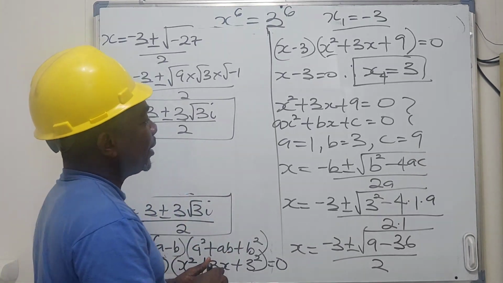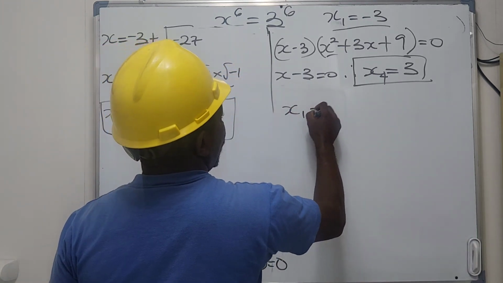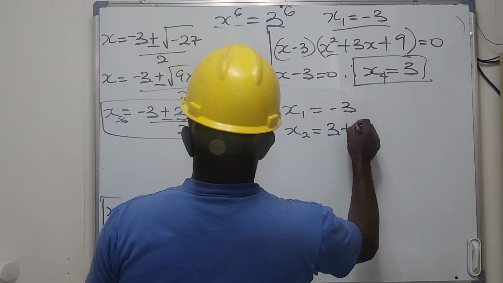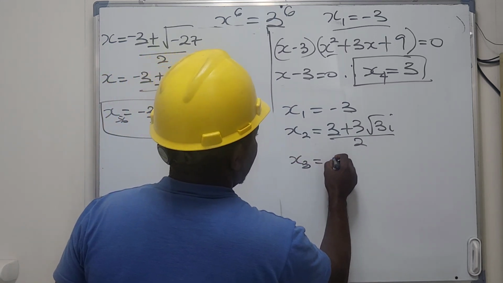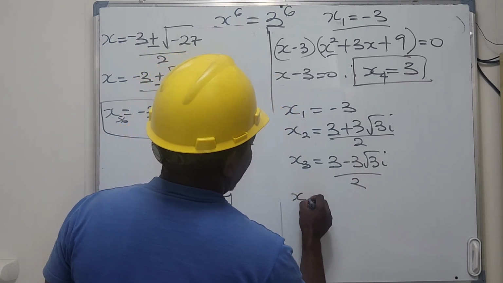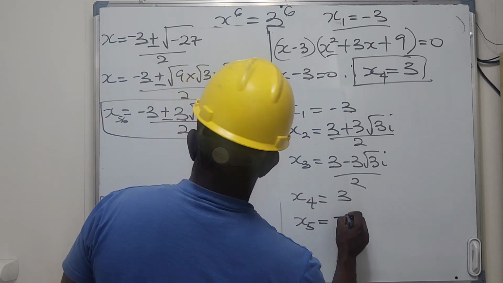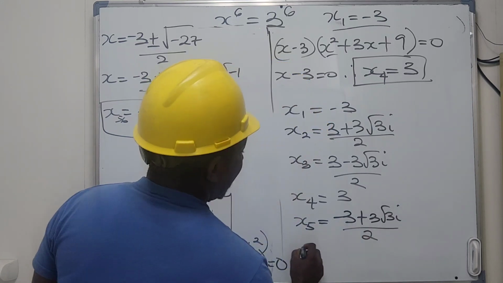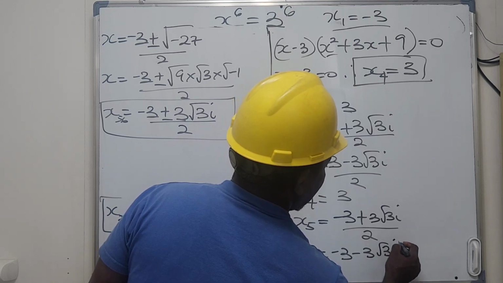And we can write it out on this other side, where we have the value of x1 equals minus 3, and the value of x2 equals 3 plus 3 root 3i all over 2. Then our x3 equals 3 minus 3 root 3i all over 2. Then the value of x4 equals 3. Then the value of x5 equals minus 3 plus 3 root 3i all over 2. Then the value of x6 equals minus 3 minus 3 root 3i all over 2.